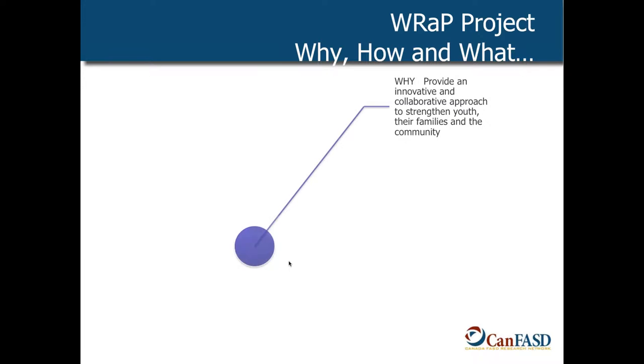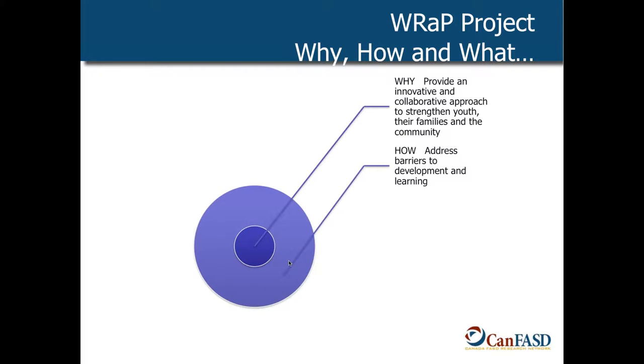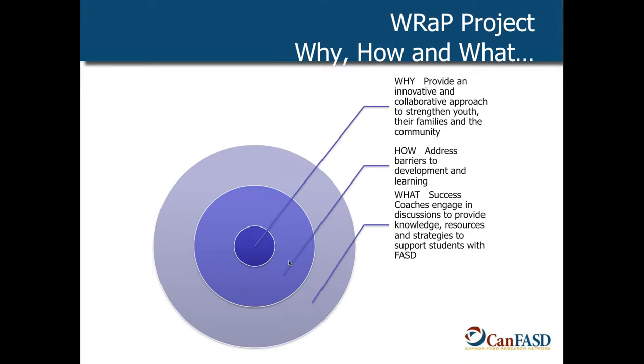The Wellness Resilience and Partnership Project is an educational project that sits within the province of Alberta. The efforts of this program are to provide an innovative and collaborative approach to strengthen youth and their families in the community, working from the school as the hub. They say that to do this, we need to address some of the barriers to development and learning in children, and the focus in this program is adolescence. So it's largely through junior high and senior high, which in Alberta is about 12 to 19 years old, with a little bit of flexibility there.